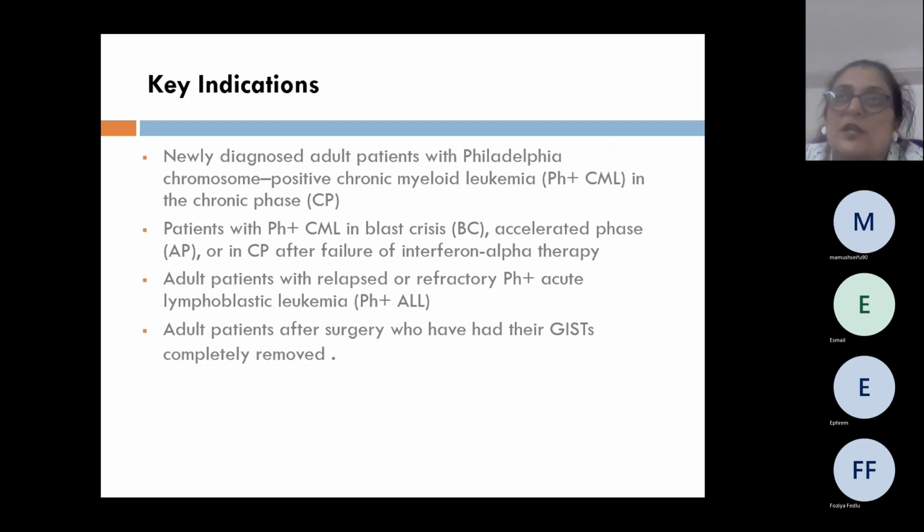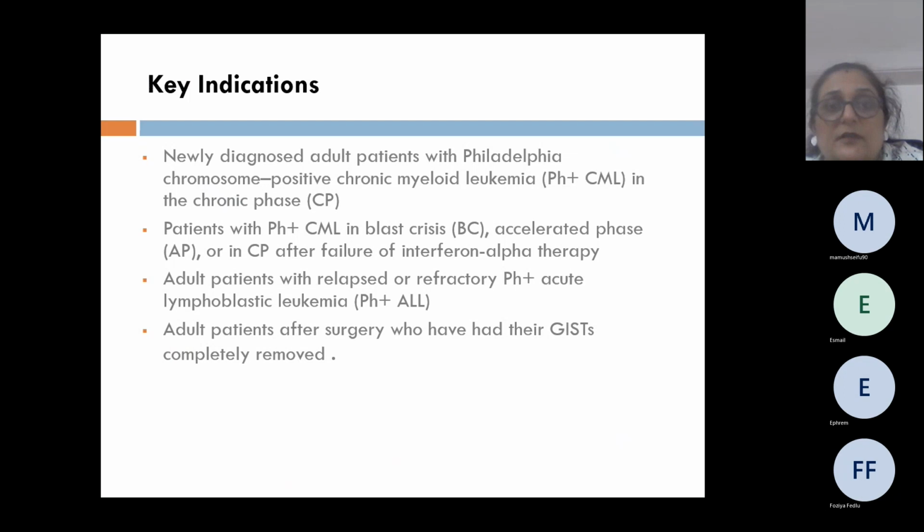We saw first the treatment was busulfan, then came hydroxyurea, then came interferons, right? So today also interferons are used at times. Patients who have been put on interferon, but if there is a relapse or recurrence, or if they are not able to tolerate it, then for such patients you can give imatinib. In all the three phases, chronic phase, accelerated phase, and blast crisis, you can give imatinib after the use of even interferon alpha.